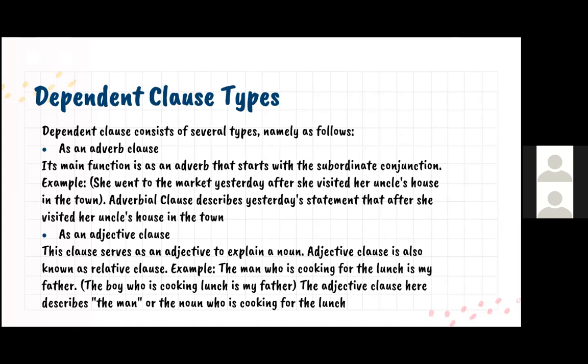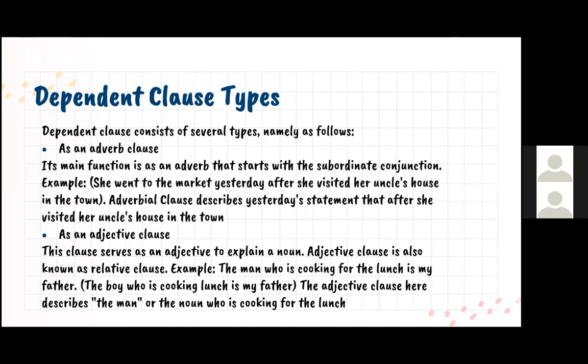And then these are the dependent clause types. A dependent clause consists of several types, namely as follows. The first is the adverb clause. Its main function is as an adverb that starts with a subordinate conjunction. For example, she went to the market yesterday after she visited her uncle's house in the town. The adverbial clause describes yesterday's statement, that is, after she visited her uncle's house in the town.